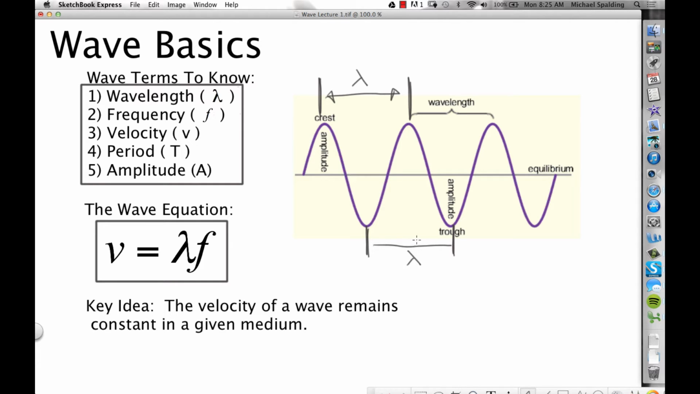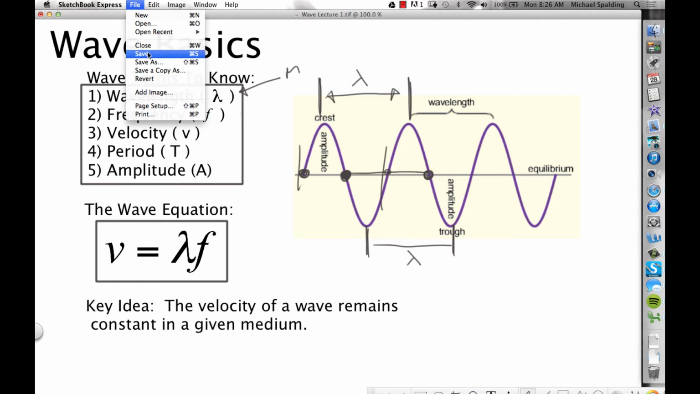The definition I prefer is from one point on the wave to the next identical point. So like, look, where's the next identical point? There. That would be wavelength. Or you could go, there to there. From one point on the wave to the next identical point. And then what's the unit for wavelength going to be? It's a length. We measure it in meters.